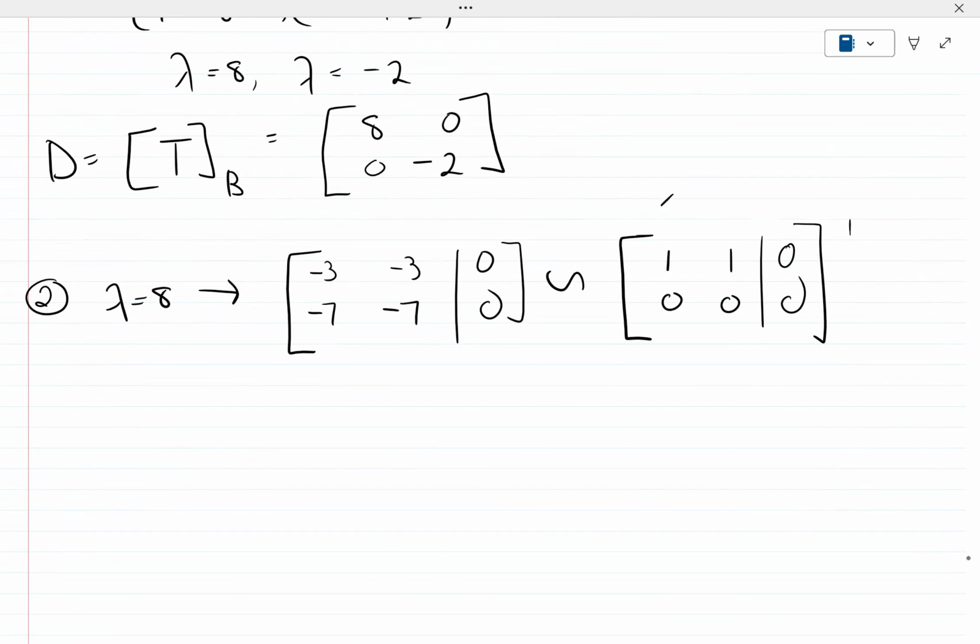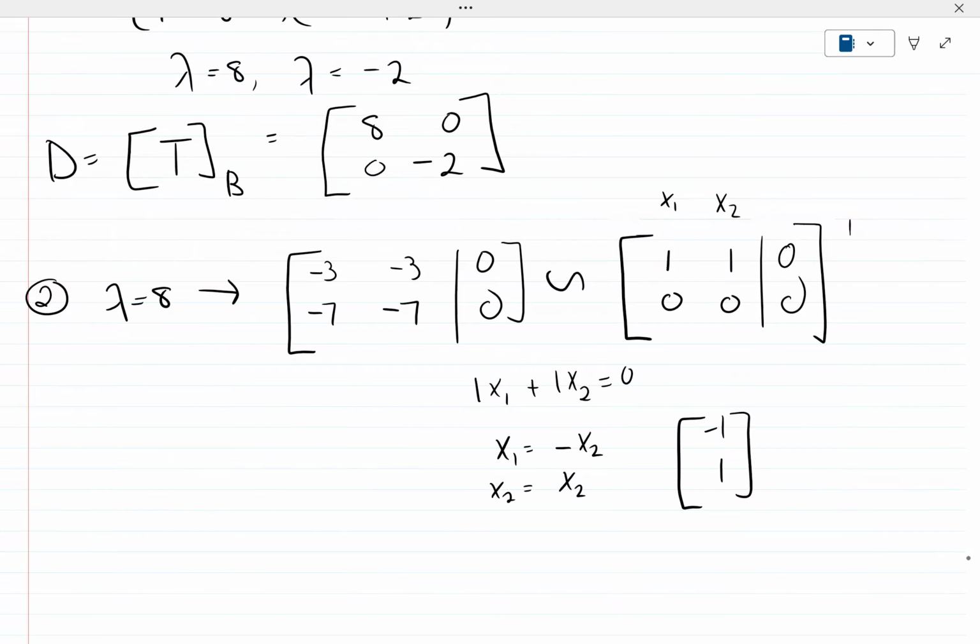And this is going to be my x1 column. This is my x2. So my 1 x1 plus 1 x2 equals 0. And when you actually solve for x1, you get negative x2. When you solve for x2, you're going to get x2, and you get -1, 1. Okay.